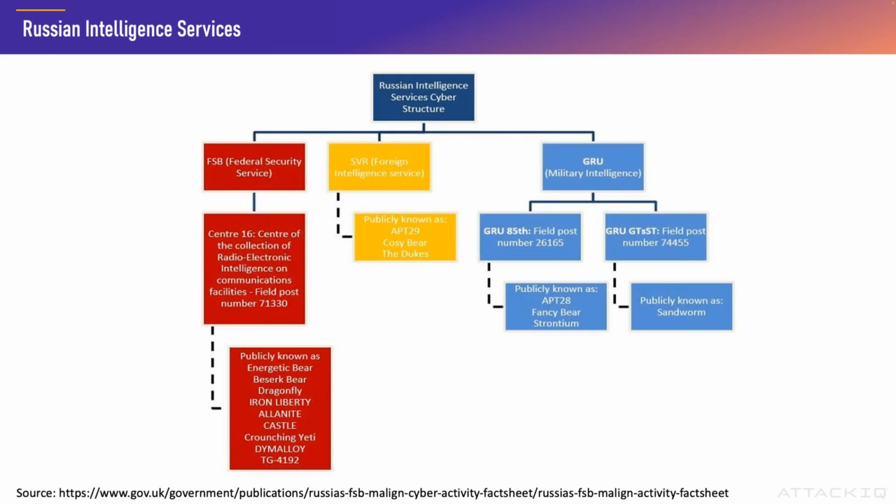To understand Turla, let's take a quick high-level look at the organizational structure of the Russian intelligence services. There are really at least three known main entities or units that comprise the Russian intelligence services. The first one is the FSB, or the Federal Security Service of the Russian Federation. This is a successor to the KGB.